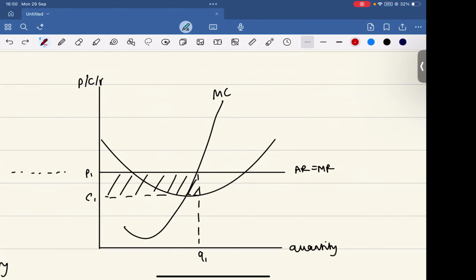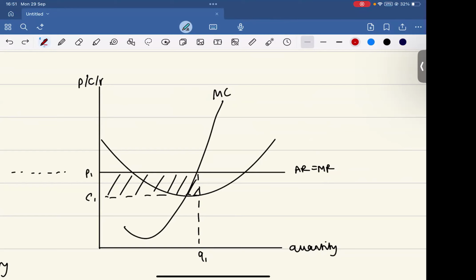Allocative efficiency happens at the quantity where AR equals MC. AR equals MC here. And if we go down, that's where we are. So they are allocatively efficient because AR equals MC at Q1.